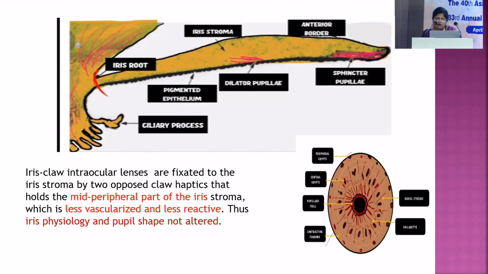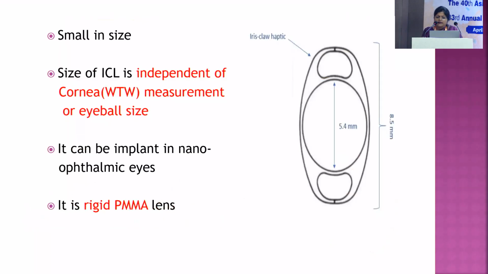Generally, these iris claw lenses are fixated in the mid-peripheral part of the iris stroma, which is less vascularized and less reactive, so the iris physiology and shape of the pupil are not altered. The lens is small in size compared to the normal size of lenses. The length is 8.5 millimeter and the breadth is 5.4 millimeter, and it is generally not dependent upon the cornea white to white measurement or the eyeball size. So it can be implanted in a nanophthalmic eye.